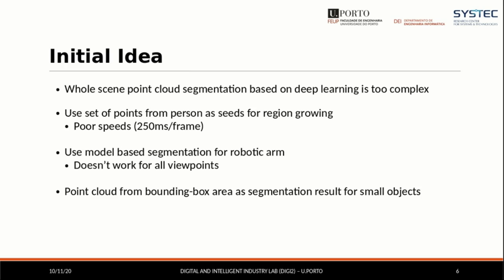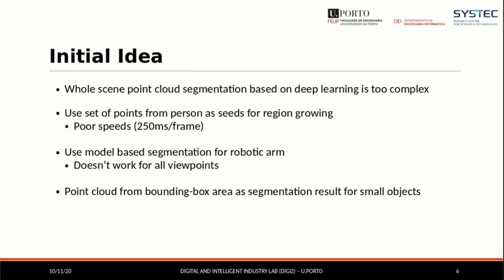In the case of a person, the set of points that belong to them would be used as seeds for a region growing algorithm. For the robotic arm, a model-based segmentation approach would be used. And for the objects, since they are small and simple things like cubes, balls, and screws, the extracted point cloud from the bounding box could serve as the segmentation result itself.